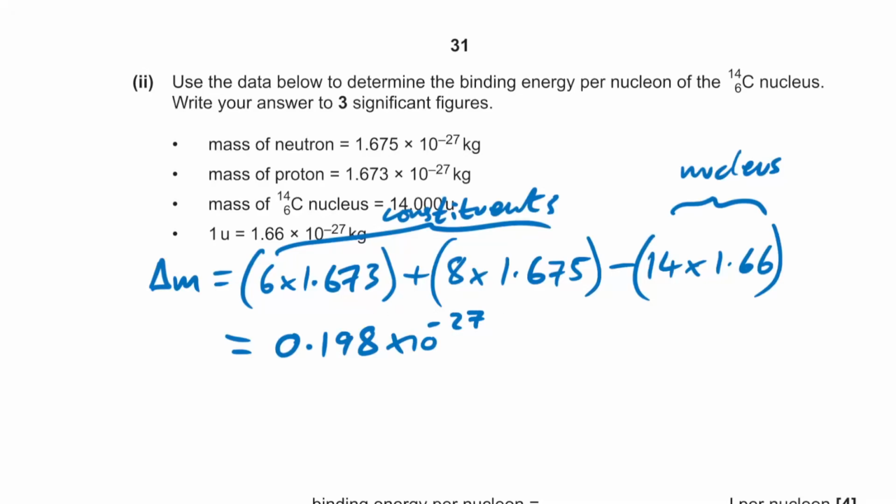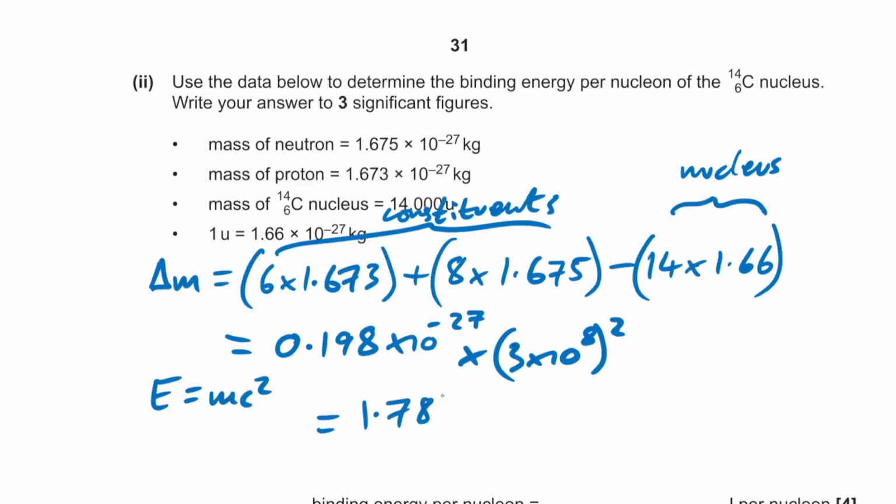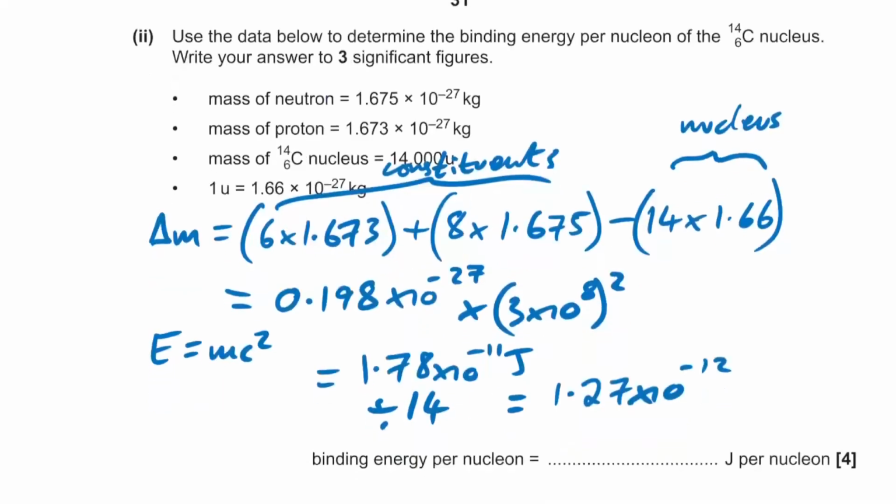Then I have to turn that into energy, and so we're going to mc squared that bad boy. So times that by 3 times 10 to the 8 squared, in other words, times by 9 times 10 to the 16. And that gives us 1.78 times 10 to the minus 11 joules. But we want it per nucleon, and so therefore we have to divide that by 14 once more, and we end up with, going to 3 sig figs, 1.27 times 10 to the minus 12 joules per nucleon. Hope you found that helpful.